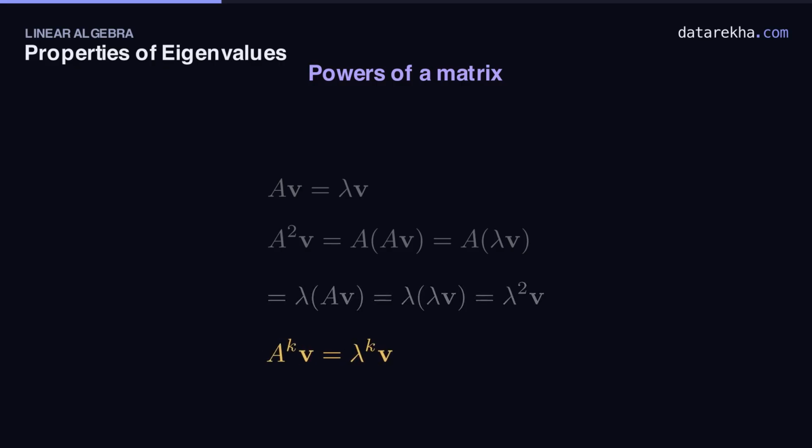Keep going, and the pattern is unstoppable. A to the k applied to V is lambda to the k times V. Same eigenvector. The eigenvalue simply gets raised to that power.